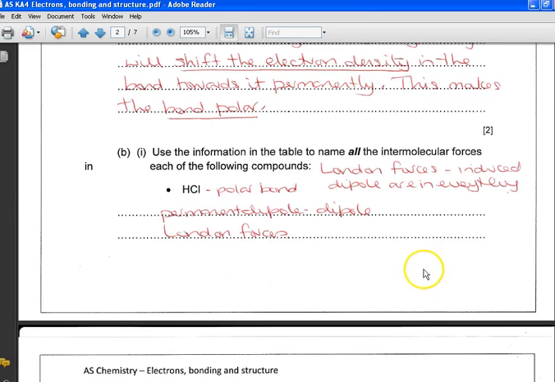Use the information to name all the intermolecular forces in each of the following compounds. So HCl, this is all the intermolecular forces. Quite often they just say the strongest intermolecular force. So if this is polar, HCl, we know it's a permanent dipole-dipole, but there will also be London forces acting. They act in everything.